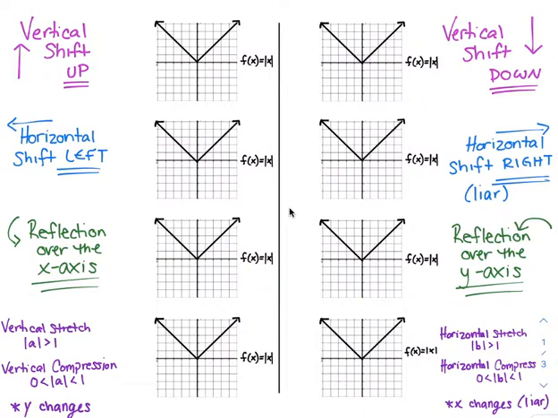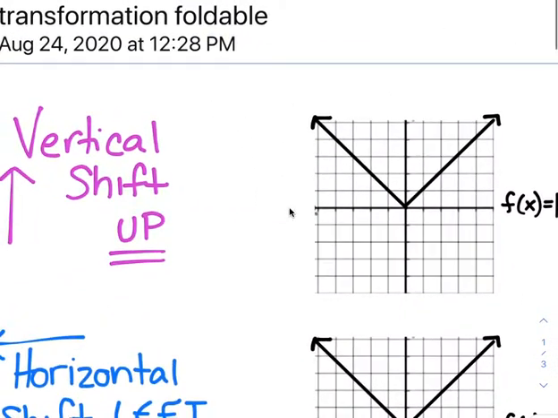Okay, so at this point, you have already copied down everything on the screen. If you haven't, you do need to pause and do that first. We're going to go ahead and zoom into each one of these and have a conversation about what you need to do when you see this kind of transformation, okay? All right, so the first thing I want to talk about is vertical shifts up and down.